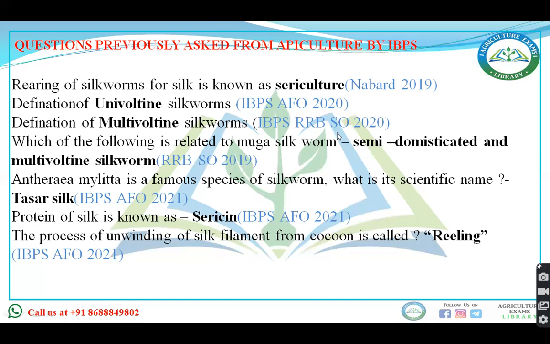Okay, next question they have asked regarding the tropical tasar. Okay, that is the botanical scientific name they have asked, that is Antheraea mylitta. Okay, again they have asked regarding the protein of silk, that is sericin. And the next question was, the process of unwinding of silk filament from the cocoon is known as, that is reeling. Okay.